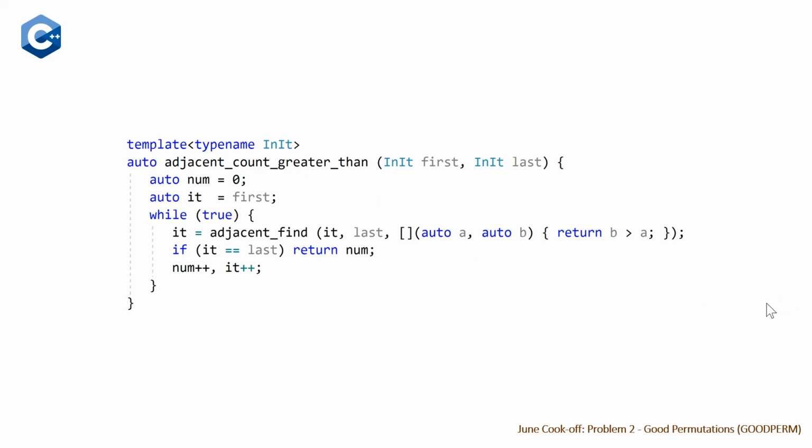So this is our algorithm in total, and the last thing to talk about is the time complexity. The adjacent count greater than is linear, and our do while loop using the next permutation is going to be N factorial. So in total, the time complexity of this algorithm is big O of N times N factorial.